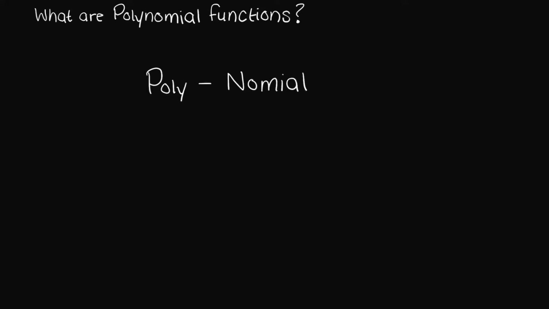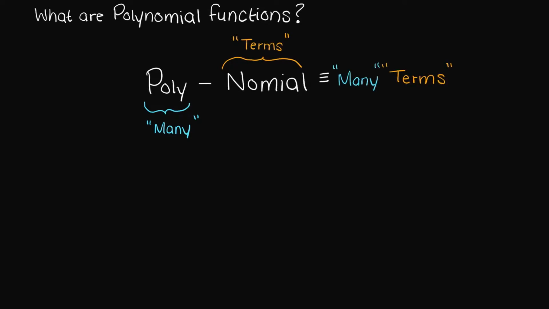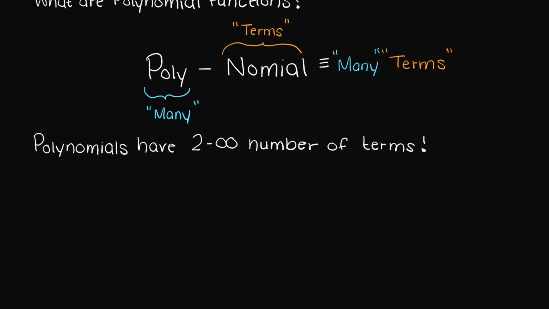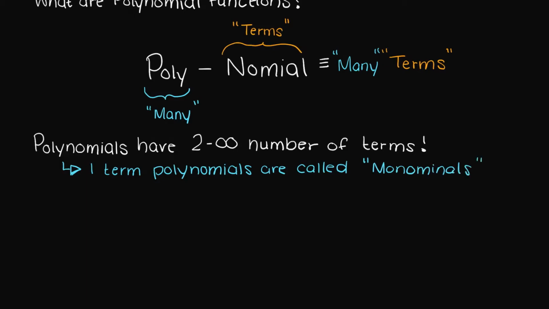Well, let's first break it up to better understand what it means. Poly means many, and nomial, in this context, means terms. So, now that we know what the word means, we can infer that polynomials do indeed have many terms. In fact, we could have as little as 2 terms to an infinite number of terms. We could also have a polynomial with only one term. However, these are just called monomials, as mono means one or single.